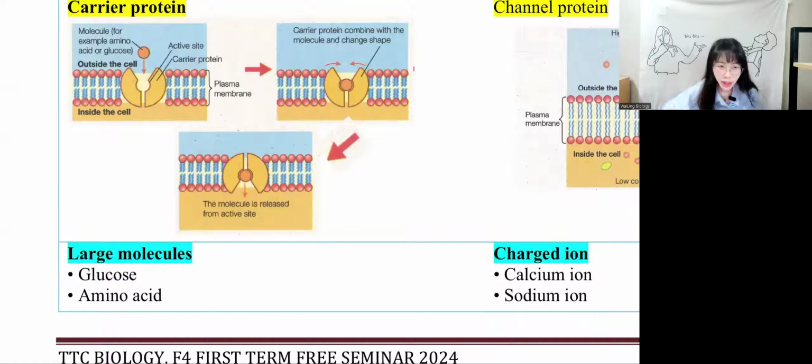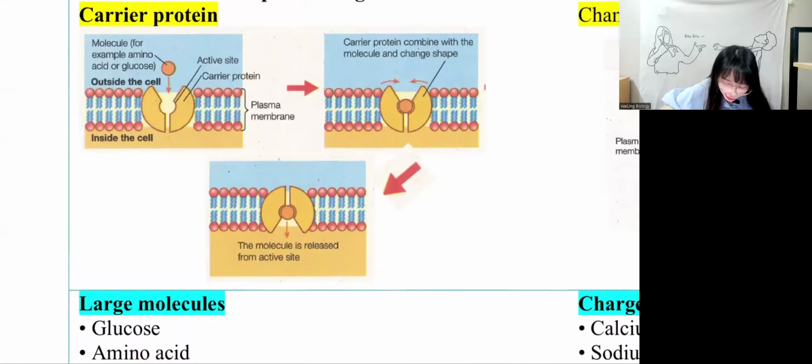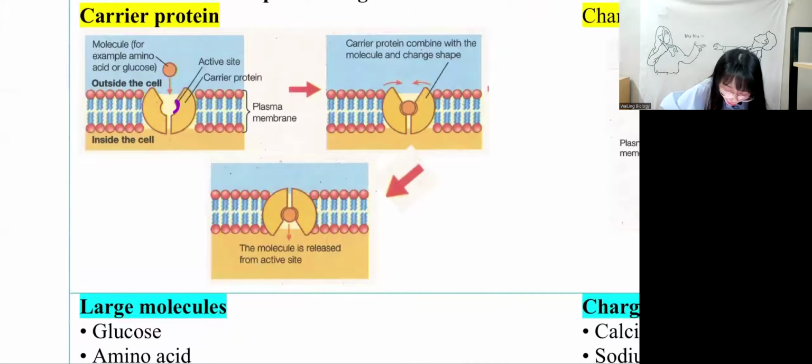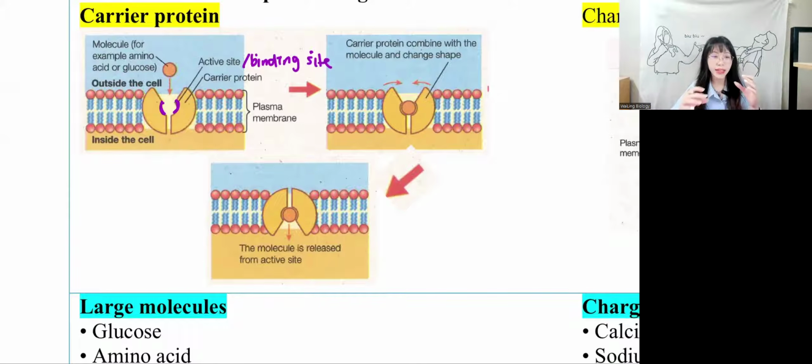For every carrier protein, we have an active site. Can you see over here? This part, we have the active site. So they have to match with the active site. Sometimes they will also write it as a binding site, or sometimes they will write specific site. So only the correct shape, only the correct pattern, can bind to the active site. It's like a puzzle. The part that matches, you have to fit with it. So we call it the active site.